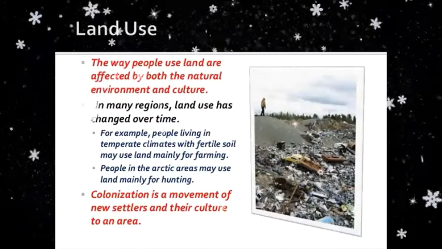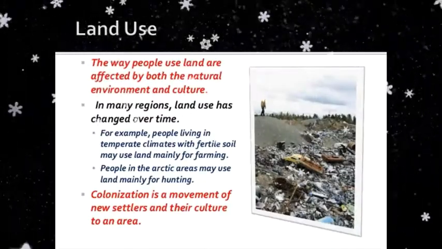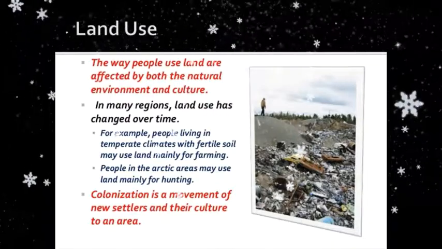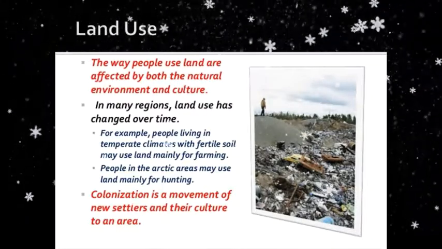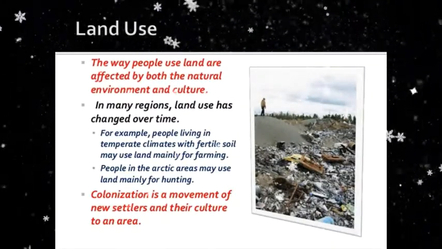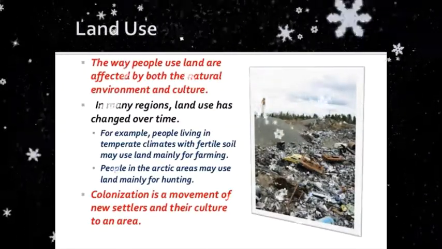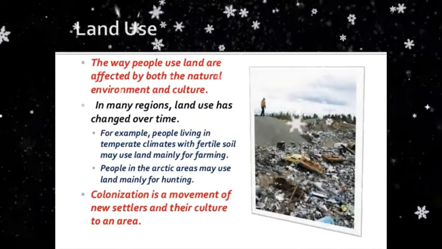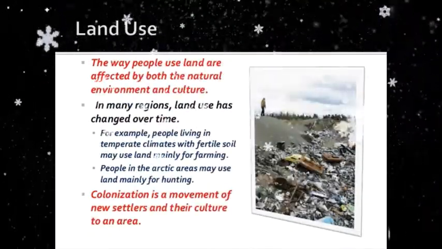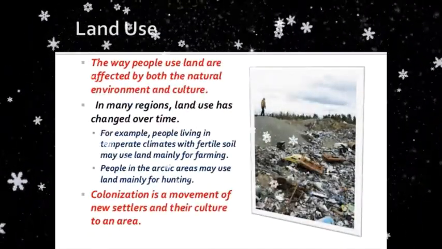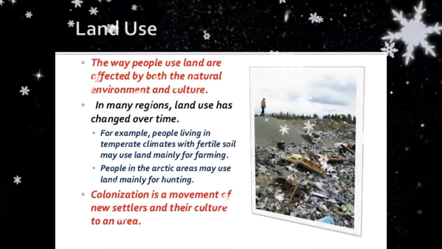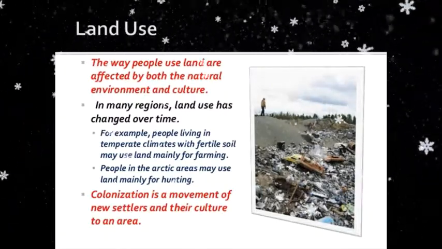Land use. The way people use land is affected by both the natural environment and culture. In many regions, land use has changed over time. For example, people living in temperate climates with fertile soil may use land mainly for farming. People in the Arctic areas may use land mainly for hunting. So that's the difference, no?